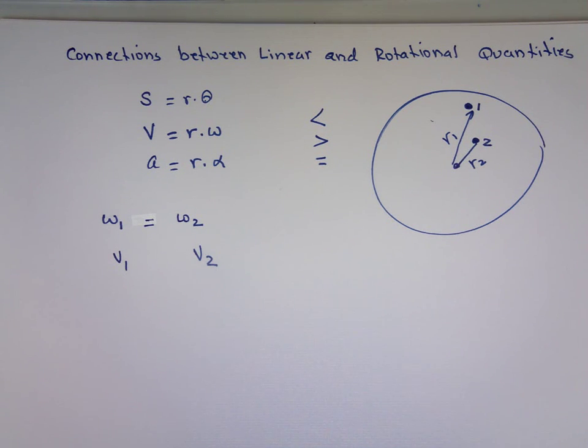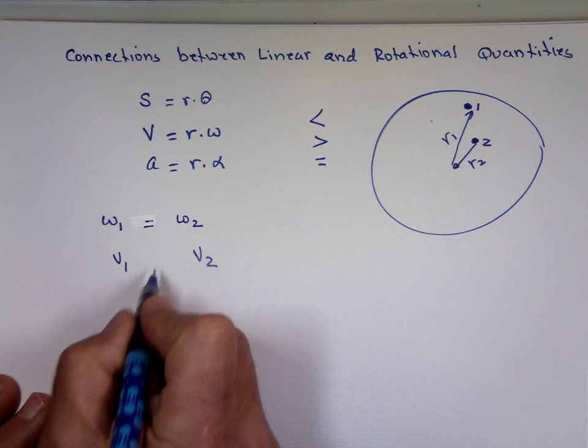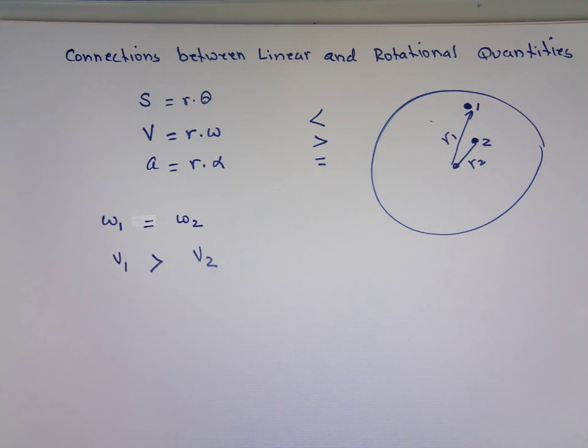V equals R times W. The bigger R is, the larger V is. So velocity 1, since W is the same for both, and R1 is bigger than R2, velocity 1 has to be greater than velocity 2.